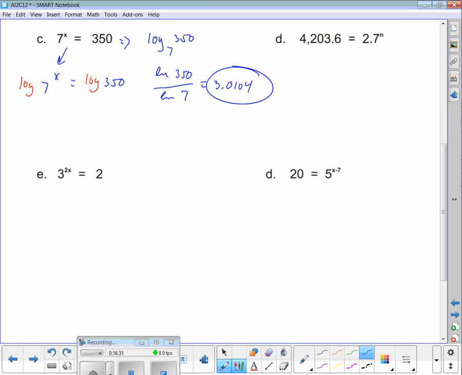Anybody know what's going to happen next? You need the law to do what's next. Amma? Yeah, we're going to use the power law and get that x out front. Right? That was the power law.